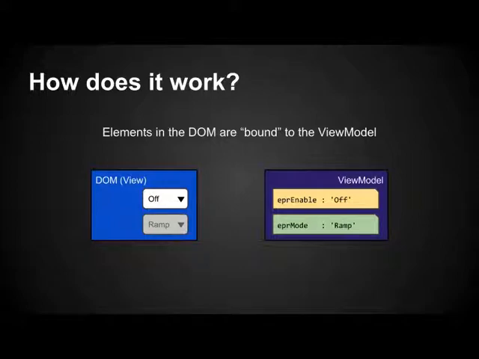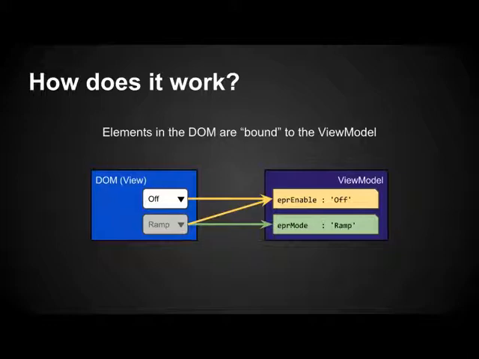So if you see on the left, you've got two drop-downs. The first one is the EPR enable drop-down. And when that's set to off, you can't pick the mode for the EPR mode. And if it's on, you can. And on the right-hand side, you see there's our view model with two fields. First one is EPR enable. It's tied to the input on the left, the top one. And EPR mode is tied to the input just below that.